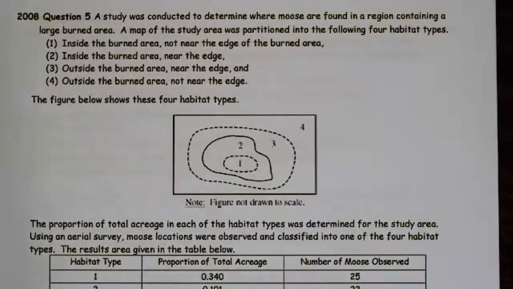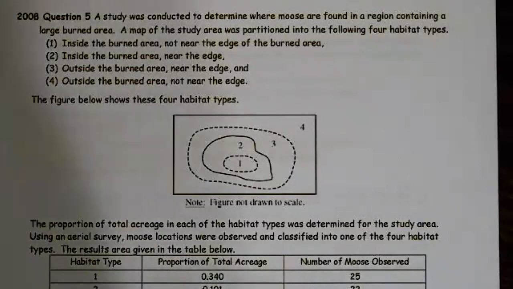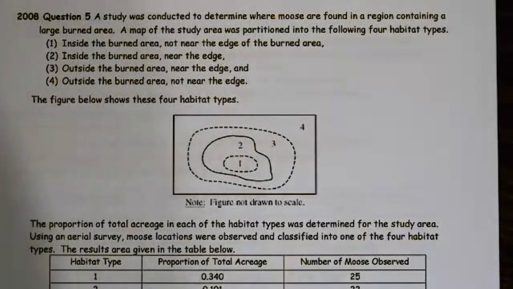All right. Well, we've concluded proportions and we're on to chi-squared. So this is 2008 question 5, and this is going to be a chi-squared goodness of fit test. A study was conducted to determine whether moose are found in a region containing a large burned area. A map of the study area was partitioned into the following 4 habitat types. Inside the burned area is 1, not near the edge, outside, and then outside the burned area near the edge.